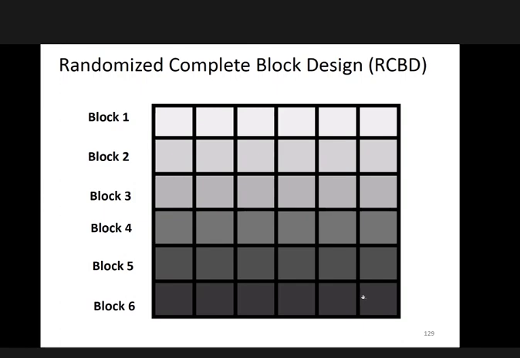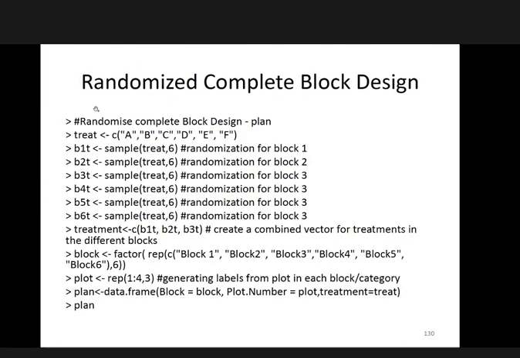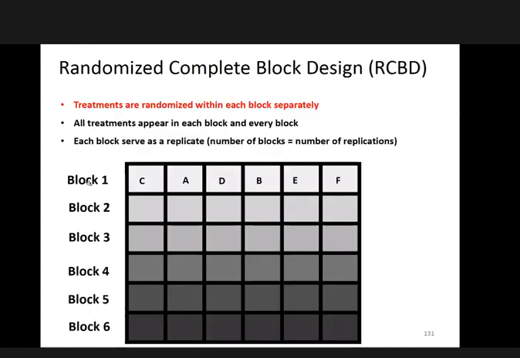Okay, and this is why I can use this process at some point. So here I can have my block. I have my treatments A, B, C, D, E, and F, and I want to assign these treatments to block one, block two, block three, up to block number six. We are going to come back to this at some point in time. So you can see in this case that my block one now has my six treatments A, B, C, D, E, and F. So here we're saying that treatments are randomized within each block separately.